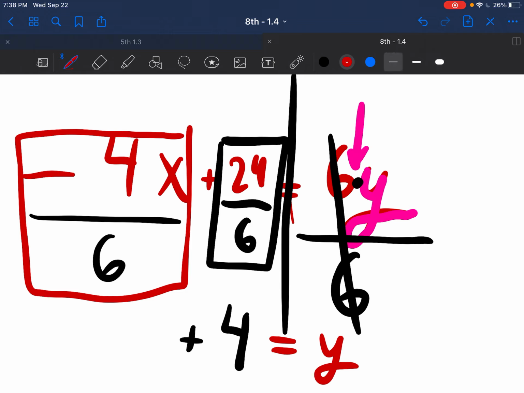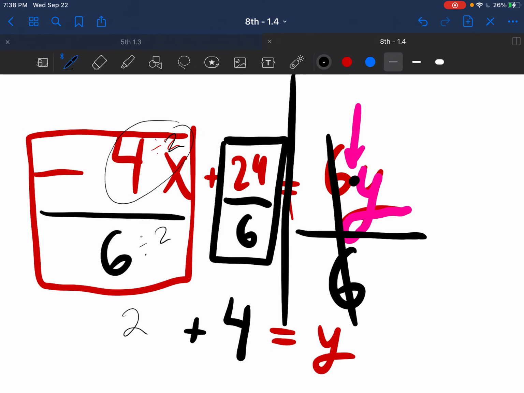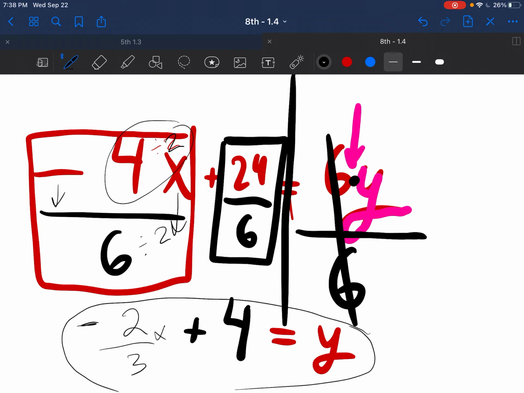Is there a number that can go into 4 and 6? Yes, 2, right? So I'm going to divide by 2. Let's put that in black. Divide by 2, divide by 2. So what is 4 divided by 2? Well, that's 2. Don't forget to drop your negative. And then 6 divided by 2 is 3, and don't forget to drop your x. So now you have your answer of negative 2 over 3x plus 4 is equal to y.